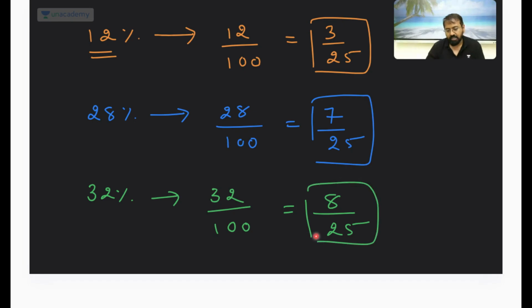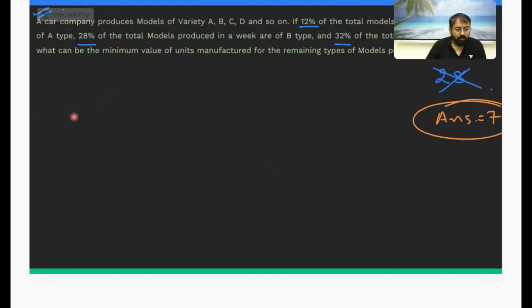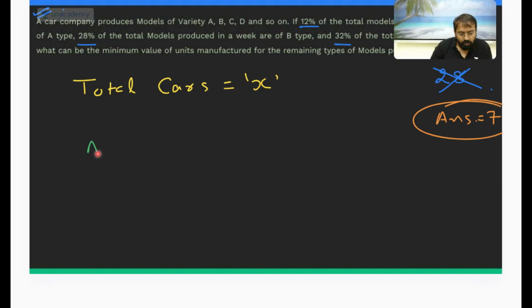Yes, guys. So what I'm saying is, for model A, let's assume total cars are equal to X. Okay. So for model A, what will be the cars produced? So 12%, that means 3 by 25th of X.